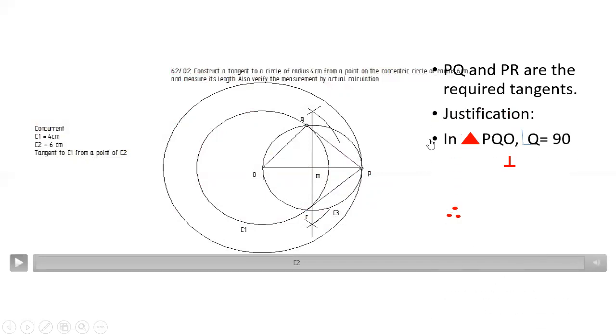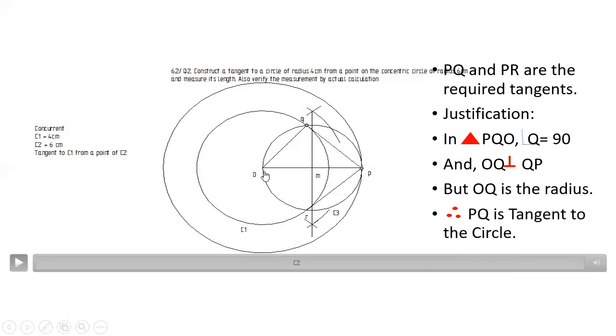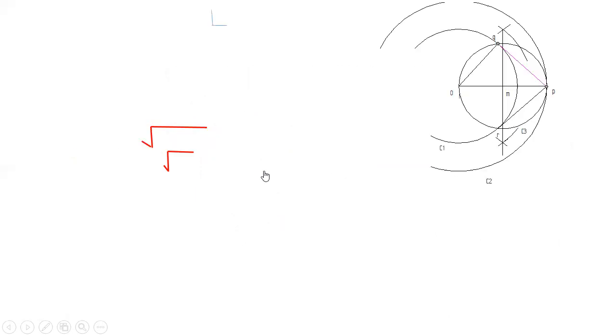Now moving to justification. In this triangle PQO, the angle at Q is equal to 90 degrees. You need to draw this 90 as well. And OQ is perpendicular to QP. But OQ is the radius. If these two conditions are satisfied, then we can claim that PQ is tangent to the circle.